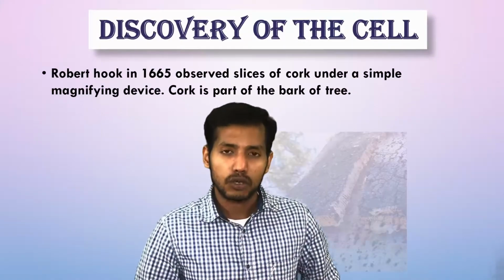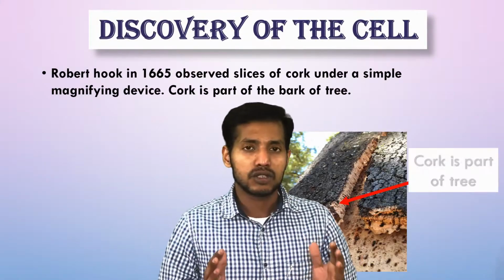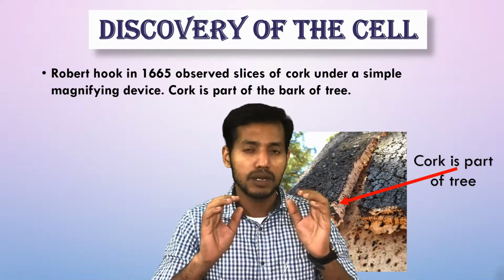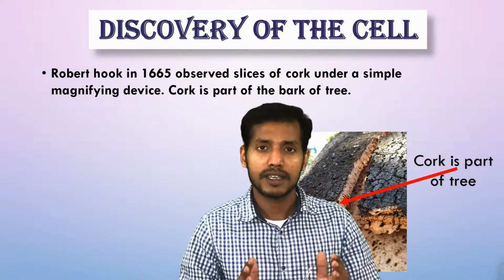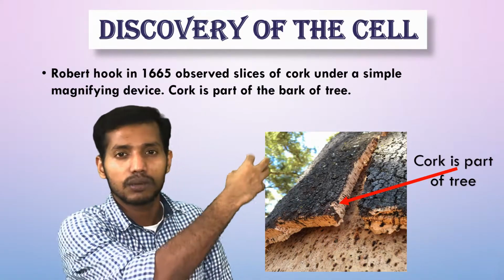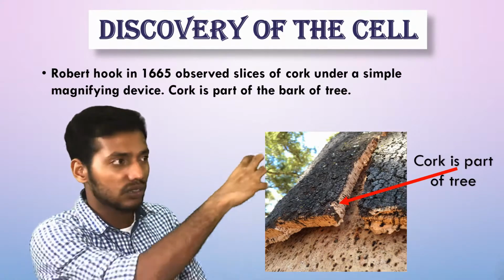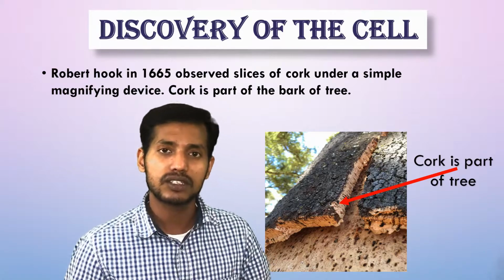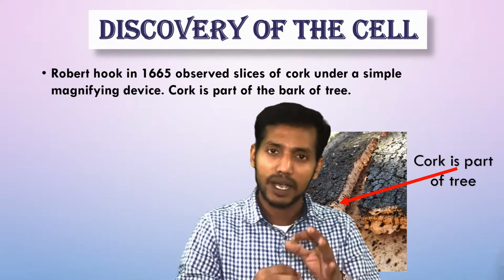The scientist named Robert Hooke in 1665 observed a cork slice under a simple magnifying device. What is a cork? Cork is a cell or dead cell present on the bark of the tree, that means on the outer covering of the tree. So he observed this outer covering under a simple magnifying device.